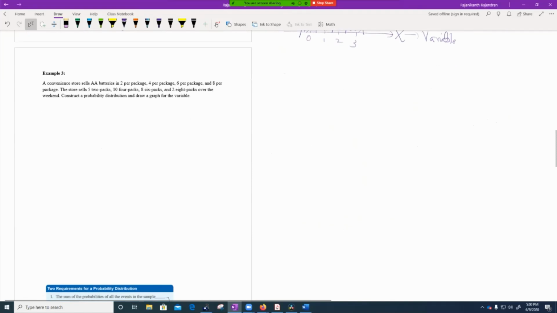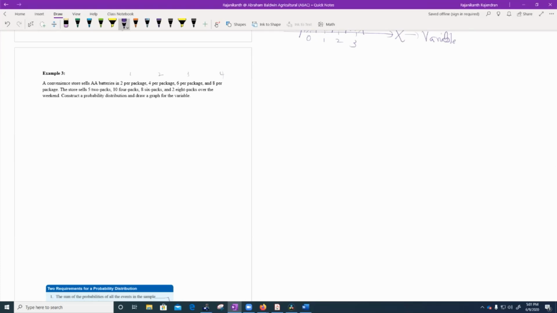Okay, now let's move to the next problem. A convenience store sells AA batteries in 2 per package, 4 per package, 6 per package, and 8 per package. So there are several options, right? One, two, three, four. There are 4 different packages available. The store sells 5 2-packs, 10 4-packs, 8 6-packs, and 2 8-packs over the weekend. Construct the probability distribution and draw the graph for the variable.